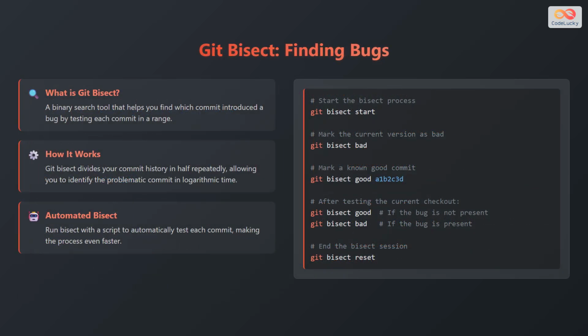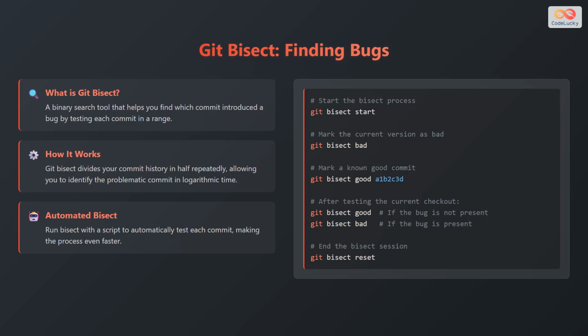Git Bisect is a powerful tool for finding bugs. It uses a binary search algorithm to help you identify which commit introduced a bug by testing each commit in a range. Git Bisect divides your commit history in half repeatedly, allowing you to pinpoint the problematic commit in logarithmic time. For faster bug hunting, you can run Bisect with a script to automatically test each commit.